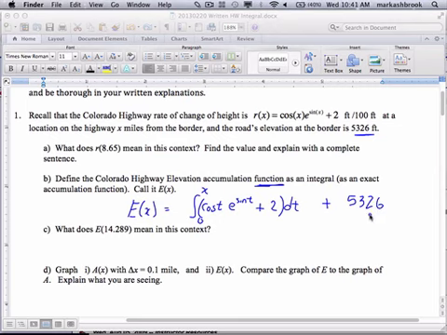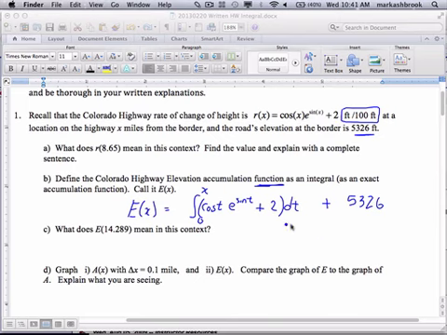What? It's 2 divided by 100. 2 feet. No, this is a unit. Oh. This is a unit, right? This is saying that if you put in x equals 3, that stands for 300 feet, and you're going to get the elevation in feet out. So this is feet of elevation per 100 feet of distance from the border. So putting in 5 would be like 500 feet from the border. Putting in 7 would be like 700 feet from the border.